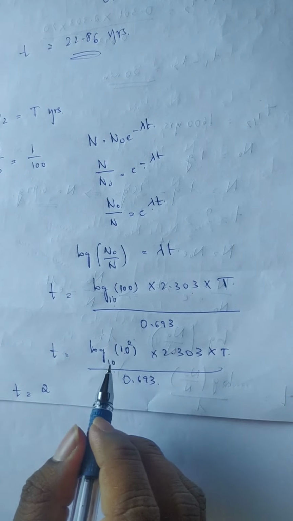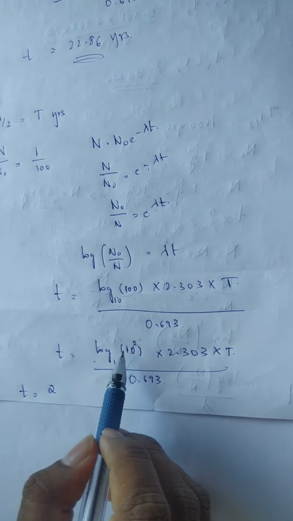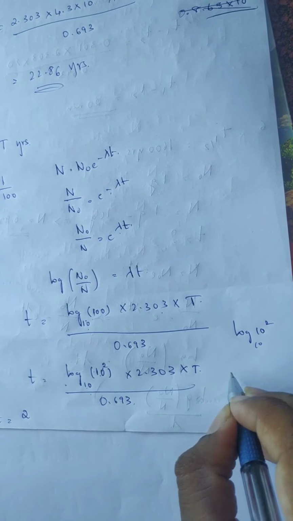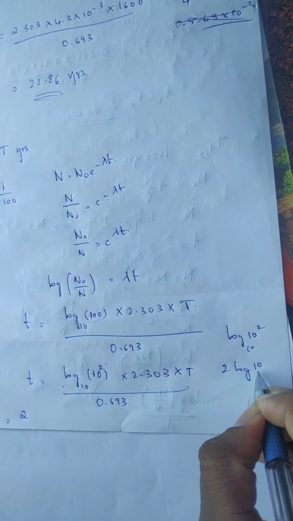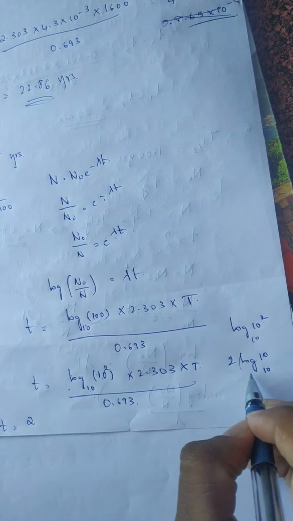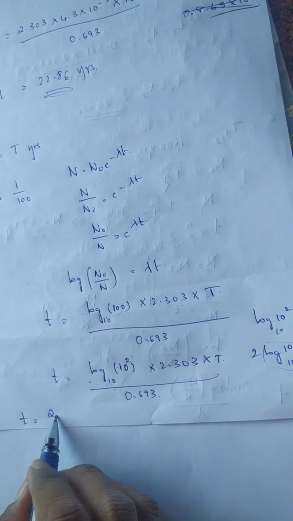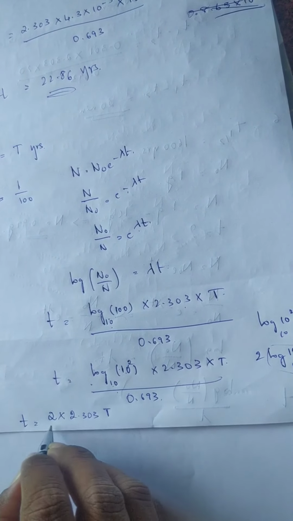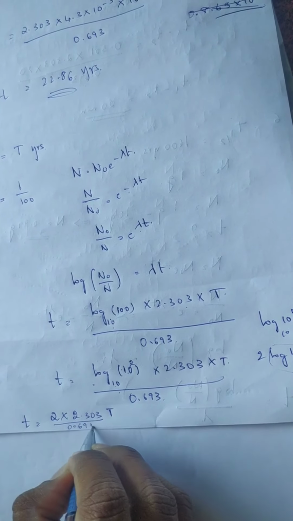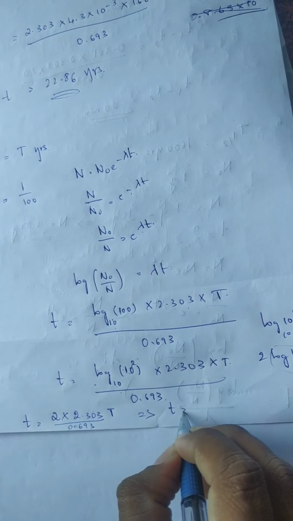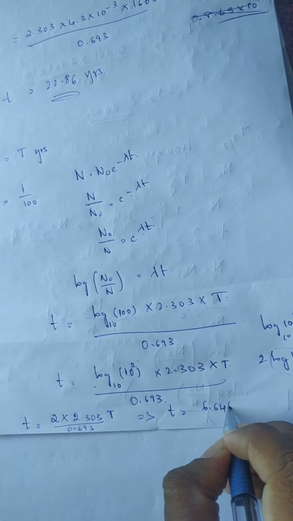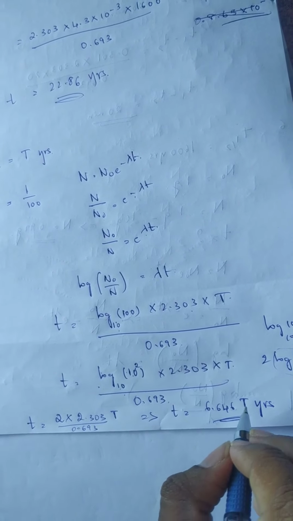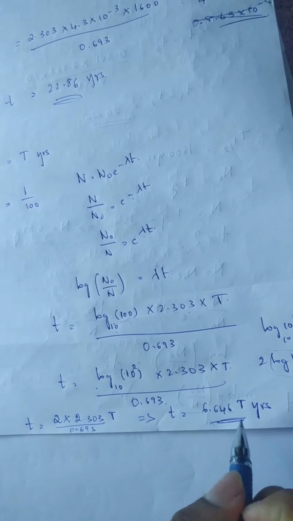You have learned this: log 10 square becomes 2 into log 10 to the base 10. This is 1, therefore you will remain with 2. So 2 into 2.303 T divided by 0.693, which implies t is nothing but some 6.646 T years. So this is the time taken for the activity to reduce to 1%.